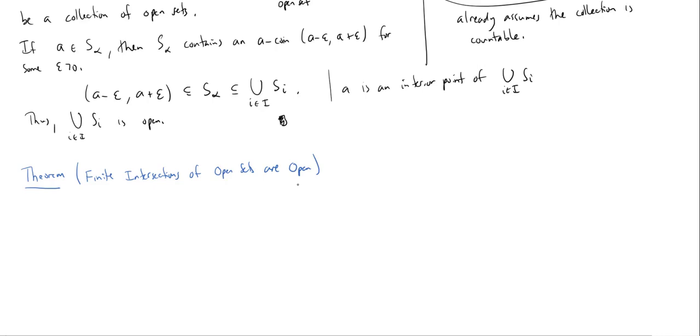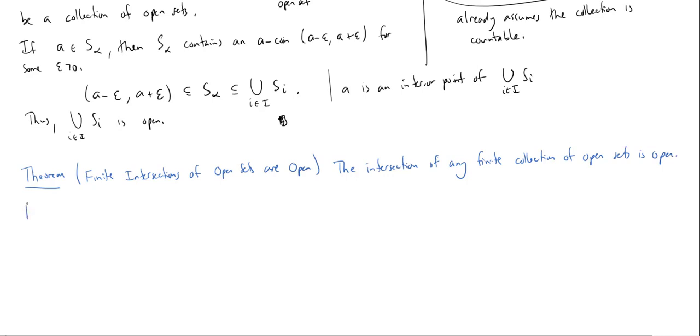Now compare this with unions. It was any collection of open sets. If we took the union, it was still open. This is a much more severe restriction. This is not to say that if you have an infinite collection of open sets and you take their intersection, that it's necessarily not open. But if you want to guarantee openness, you can only take finite intersections. So the statement is the intersection of any finite collection of open sets is open.